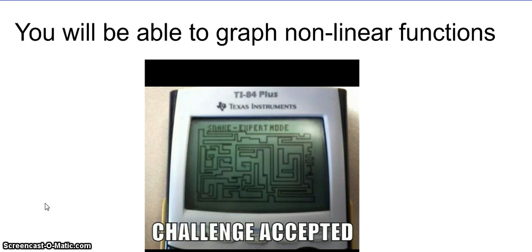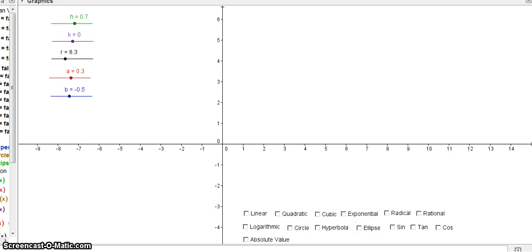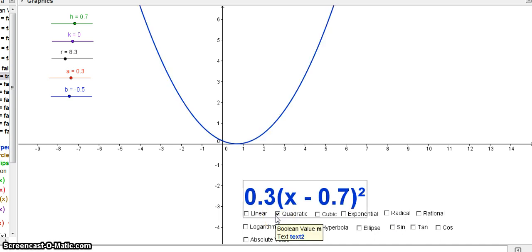So rather than having you go through an Explorer worksheet, I'm going to be a little bit more direct in this video for you. I am going to use a GeoGebra file that was shown in the previous video you may have seen on YouTube. And I'm just going to start off with a quadratic function. And again, this quadratic function is in vertex form.